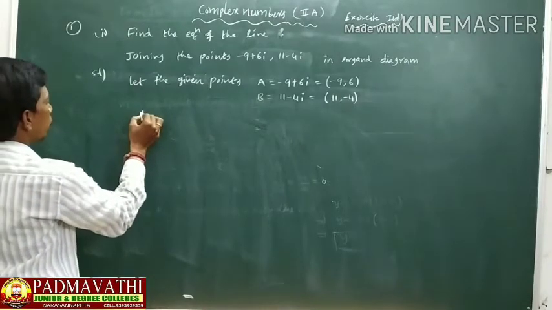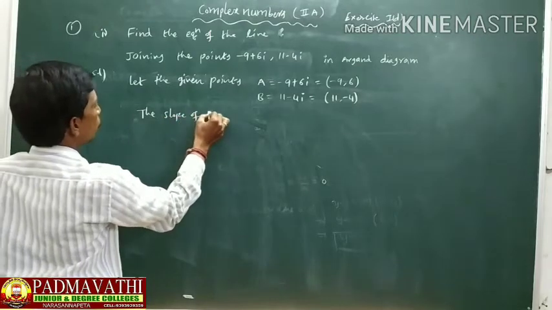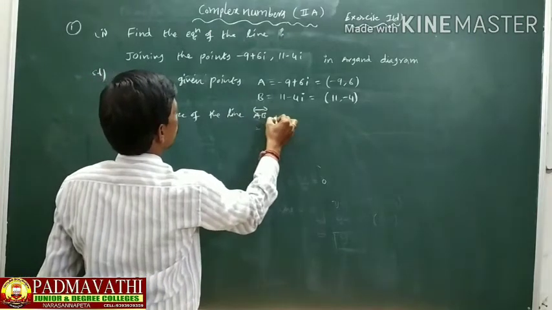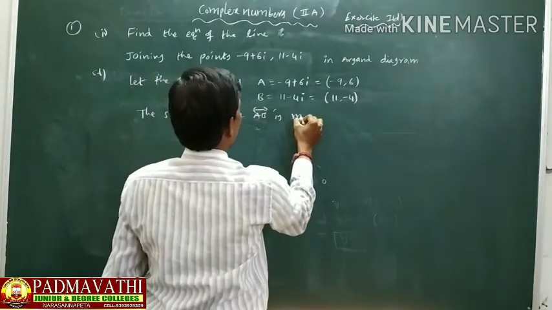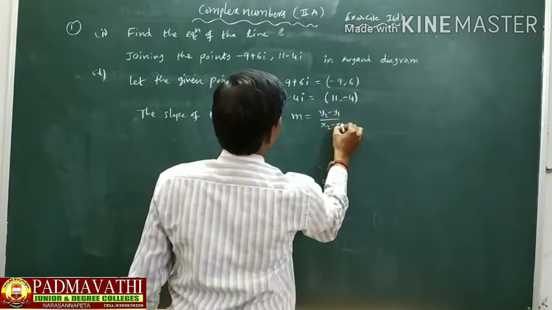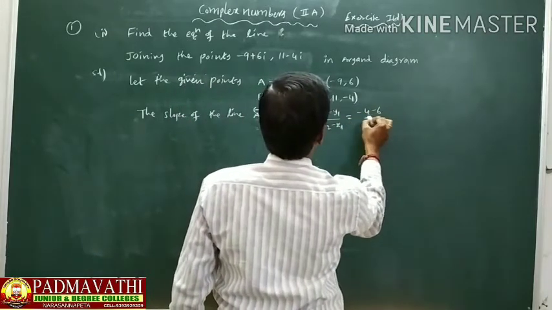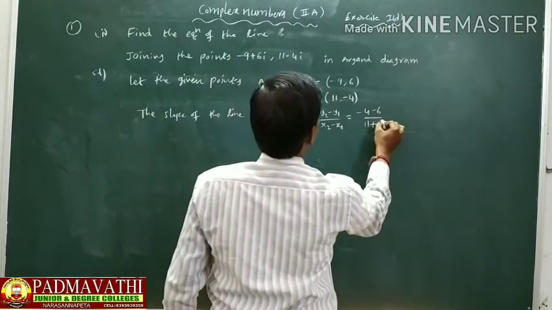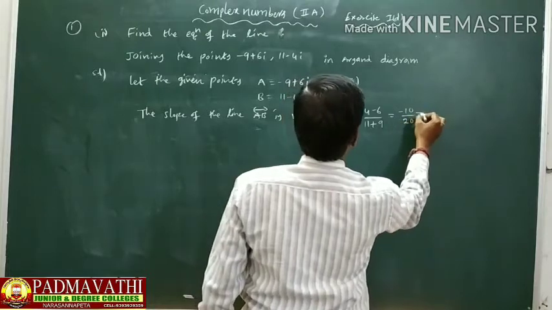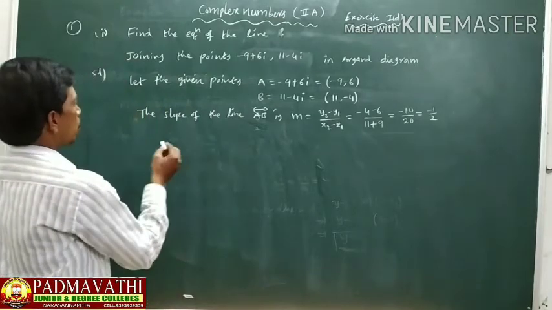Okay, first we find the slope of AB. The slope of the line AB is m equal to (y2 minus y1) by (x2 minus x1), that is (-4 minus 6) by (11 plus 9), that is minus 10 by 20, that is minus 1 by 2. So that is the slope.